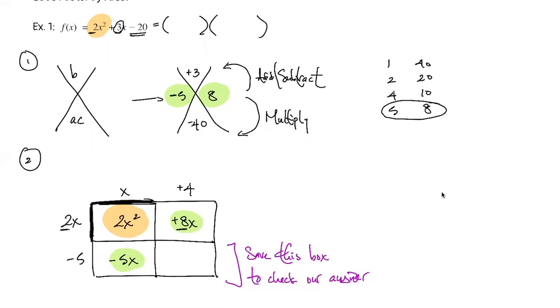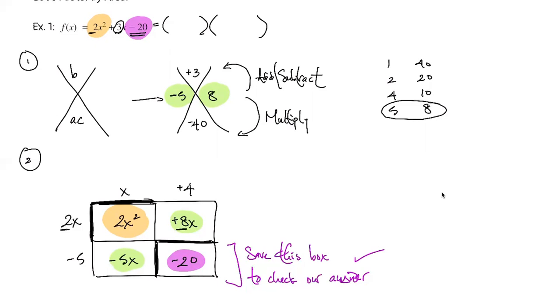And now let's double check. Negative 5 times a positive 4. Ooh, it does give us a negative 20. All right, so this negative 20 is the same as this negative 20. So give yourself a high five or a pat on the back. You factored it correctly, okay?